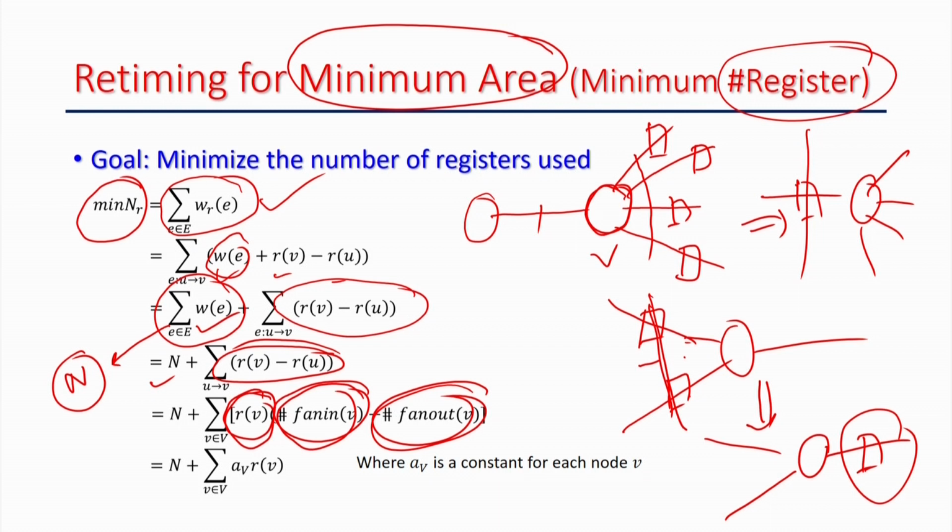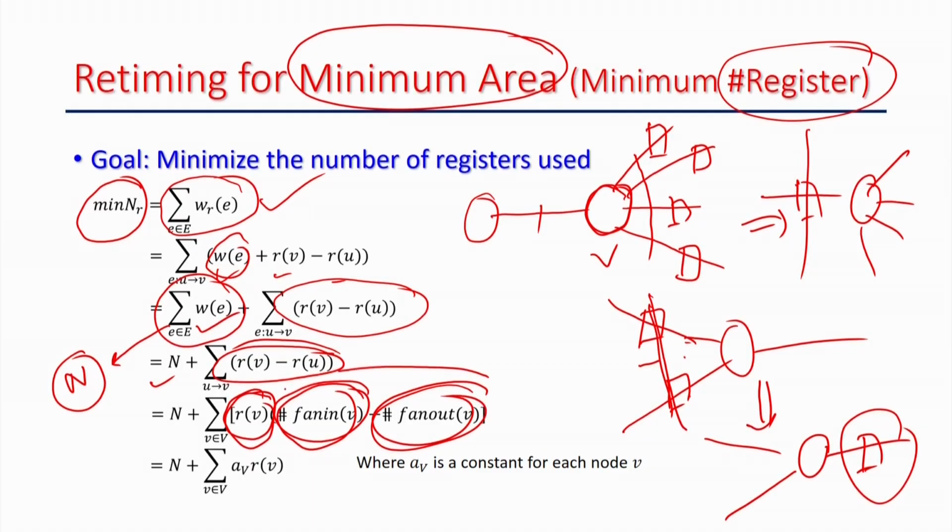So, if the fan in is less and fan out is more, that means if you move a resistor from input to output, your actual number of resistors will increase. And if your number of fan out is less and fan in is more, then if you move a resistor from the fan in side to the fan out side, the number of resistors will be less. So, this fan in minus fan out will give you the benefit for each node, and this is a constant for each node, because we are not going to change any circuit structure. For each node the number of fan in and fan out is the same. So, this is nothing but a constant for a given node, right.